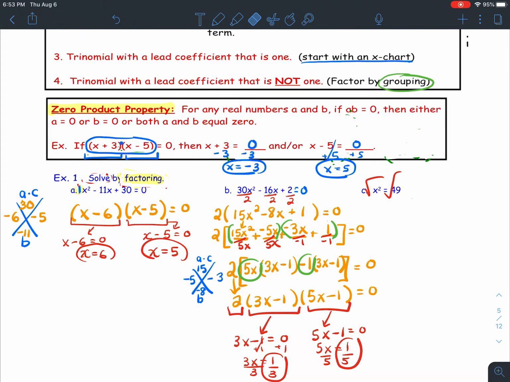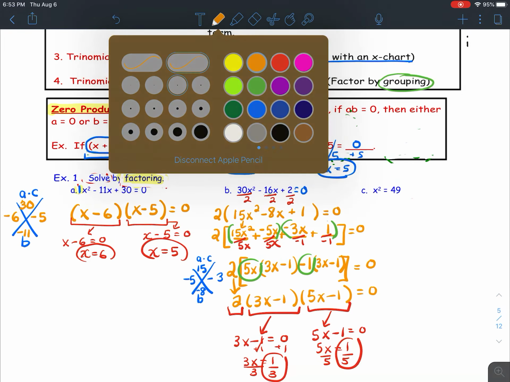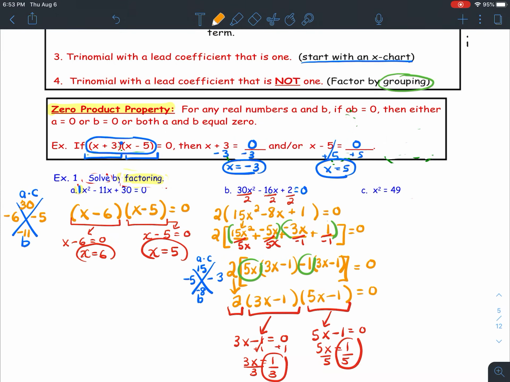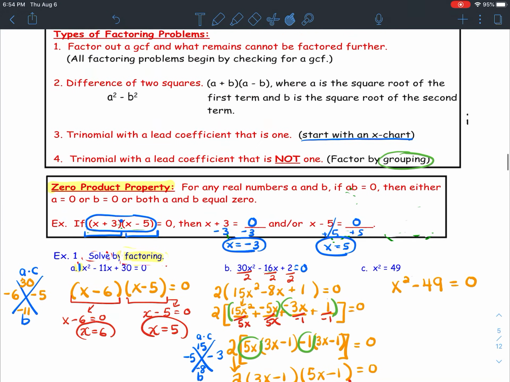However, oh, I'm sorry about all that mess there. Let me see if I can just get rid of that. There we go. This will be a little bit cleaner.